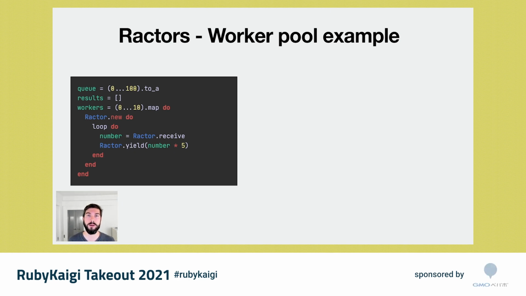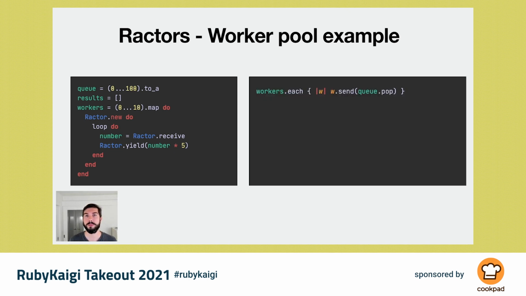that number times 5. So in this case, reactor yield is typically used when we need to return values from reactors at multiple times during the execution. In this case, for every iteration of our loop, we're going to receive a number, and we're going to have to return that number back to the main reactor to store our calculations. We know the workers are going to be stuck waiting to receive a message, so we can kick all of them off by looping through each one of them and sending them an item from the queue.